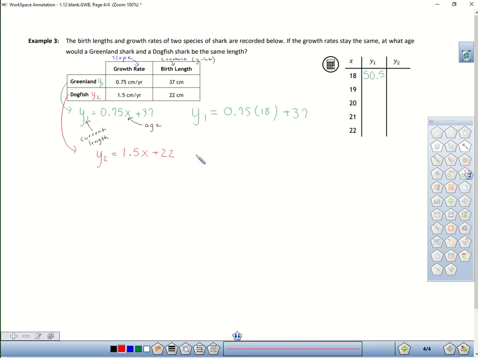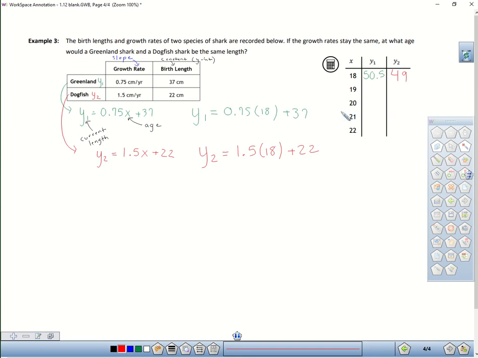And I'm going to then plug into y2 the same x value. So that's going to be 1.5 times x plus 22. So that's 1.5 times 18 plus 22. And that's 49. So as you can see, this means that when each of the sharks are 18 years old, the Greenland shark is 50.5 centimeters and the dogfish shark is 49. So they haven't caught up to each other yet. So we have to keep going in our chart.